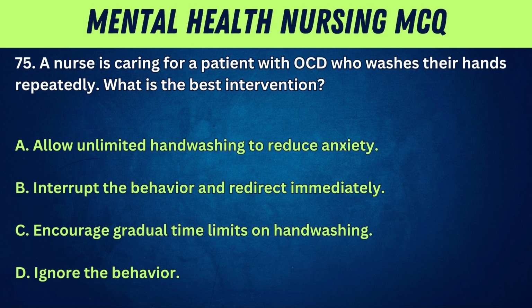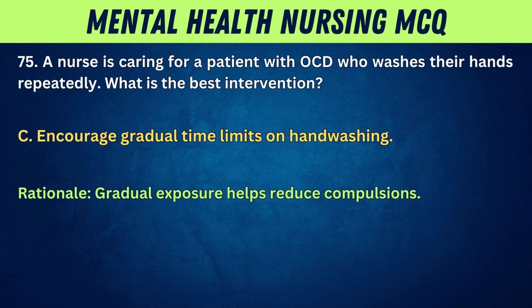75. A nurse is caring for a patient with OCD who washes their hands repeatedly. What is the best intervention? A. Allow unlimited hand washing to reduce anxiety. B. Interrupt the behavior and redirect immediately. C. Encourage gradual time limits on hand washing. D. Ignore the behavior. Answer: C. Encourage gradual time limits on hand washing. Rationale: gradual exposure helps reduce compulsions.